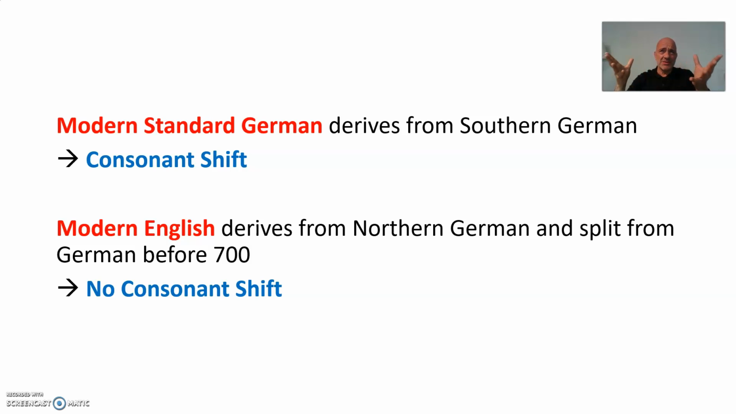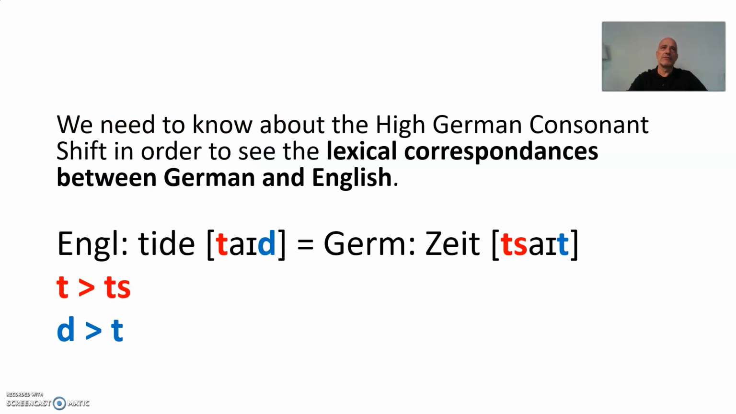Have you understood that? So there is a shift which split German first of all, then was adopted by all of Germany. And this consonant shift is responsible for the split between English and German. So in order to compare words, we have to know about this shift. I give you an example and then it gets clear. We need to know about that to find the lexical correspondences between English and German.